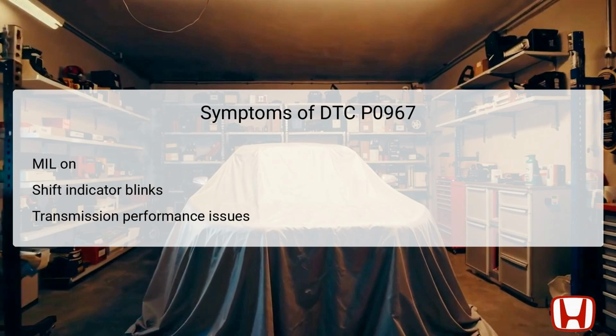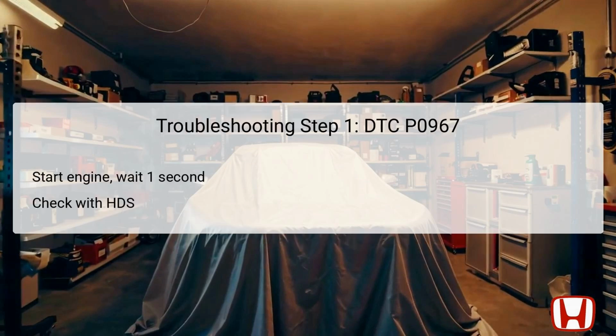Drivers may find that the vehicle does not accelerate smoothly, indicating that the CVT is struggling due to hydraulic pressure mismanagement. Recognizing these symptoms quickly can help prevent more extensive damage to the transmission system. In the first troubleshooting step for DTC P0967, it is crucial to start the engine and allow it to run for at least 1 second.